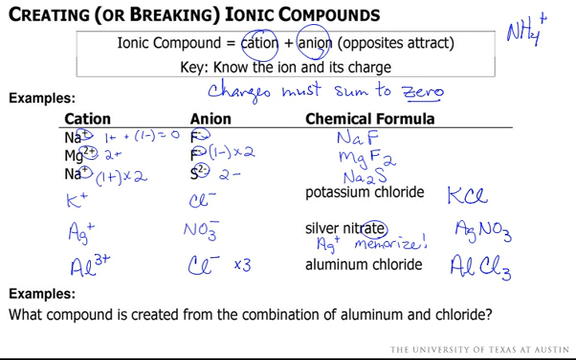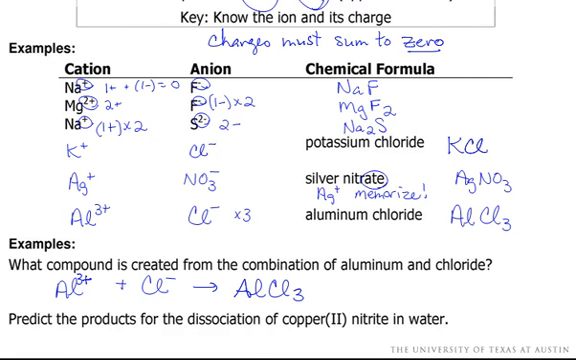So what compound is created from the combination of aluminum, which is a solid in its standard state, and chloride, let's call it the aluminum ion. This is going to be AlCl3, as we just noticed.